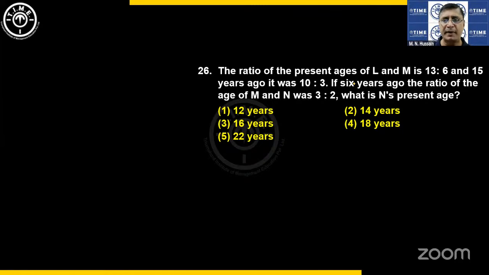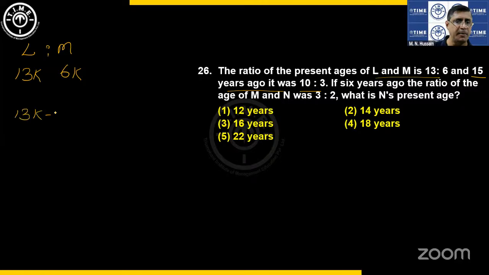The ratio of the present ages of L and M is 13 to 6. L is to M, 13 is to 6. So I'm taking 13K and 6K. And 15 years ago, it was 10 is to 3. 15 years ago, 13K minus 15 and 6K minus 15. What was the ratio? 10 is to 3. Now simplify this. Find out the value of K.